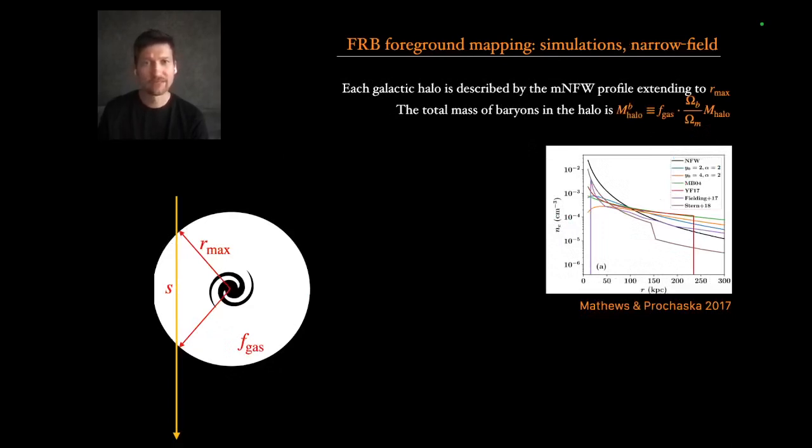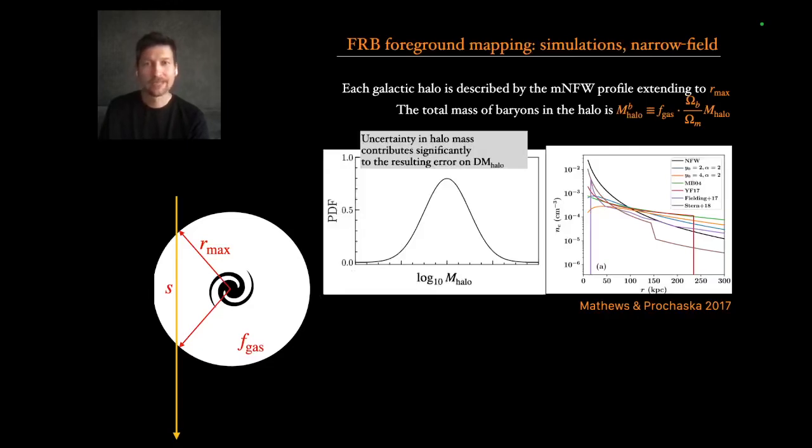In addition to the mock wide field galaxy catalog, we extract galaxies within 10 arcminutes of each FRB sightline. For each of these galaxies, we use the modified NFW profile to estimate their contribution to the total dispersion measure. These contributions depend on two model parameters, as I mentioned before: the extent of the galactic halo in units of R200, which we call R_max, and the fraction of CGM baryons inside the individual galactic halos, which we call F_gas. We also take into account the highly uncertain halo masses, and for each galaxy that we find, we sample the corresponding distribution centered on the mean halo mass, and we assume a 0.3 dex sigma.